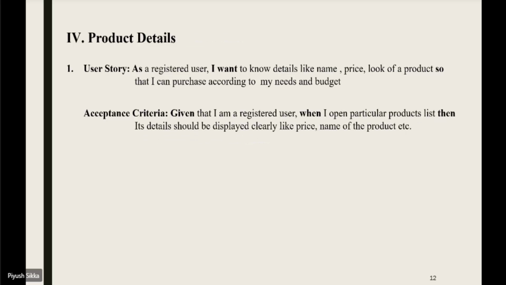Next, the product details. So from the category, I want to know the details like name, price, and how the product looks, before I purchase according to my needs and my budget. So given that I'm a registered user, when I open a particular product list, then its details should be displayed clearly, like price, name of the product, etc.